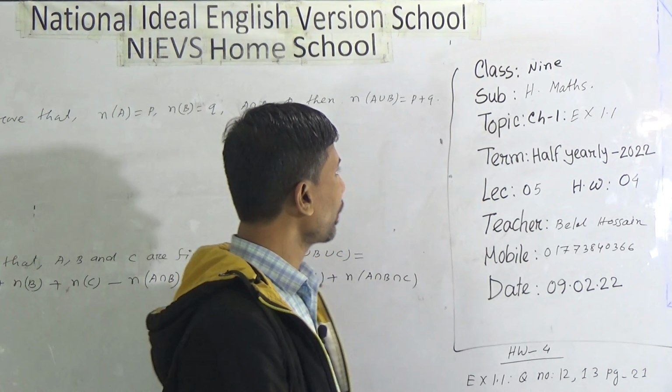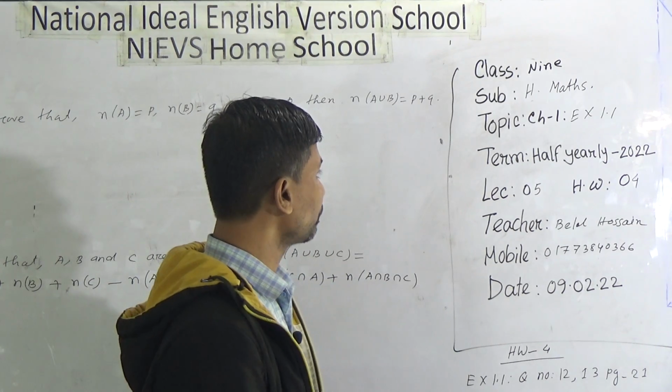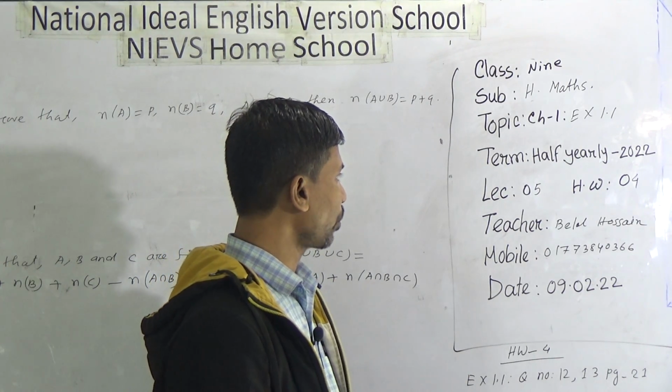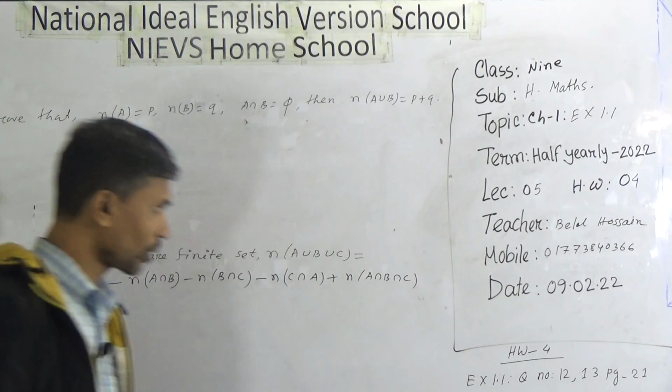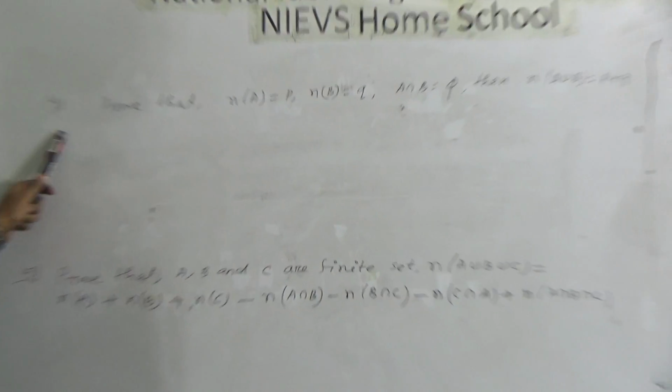Student, our topic is Chapter 1, Exercise 1.1, Set and Function. Lecture number 5, HW number 4. At first I will solve question number 14.